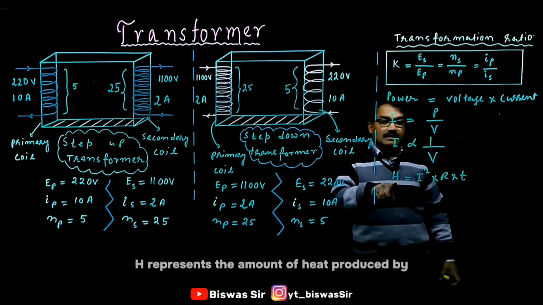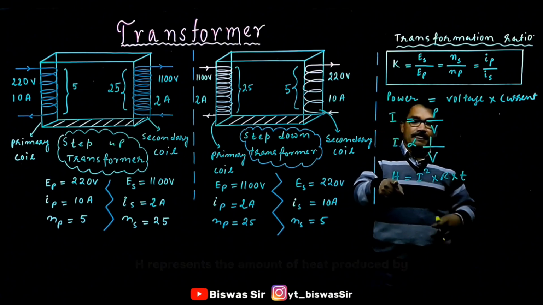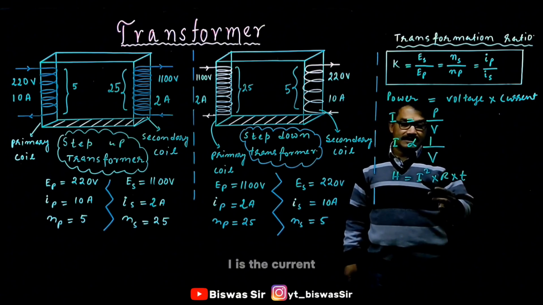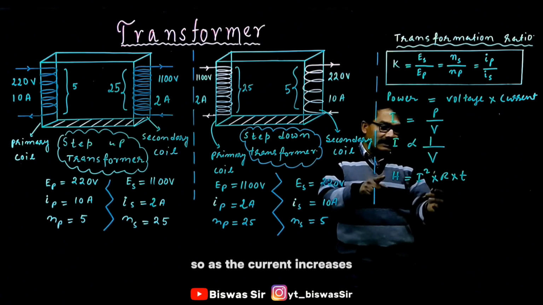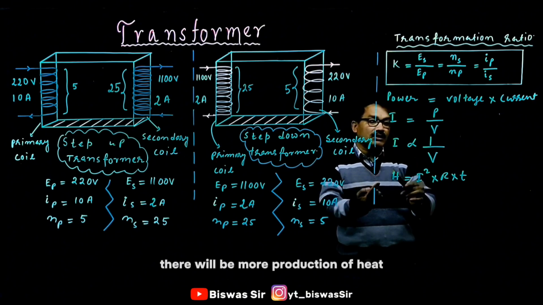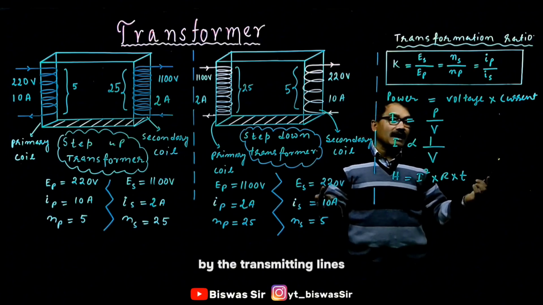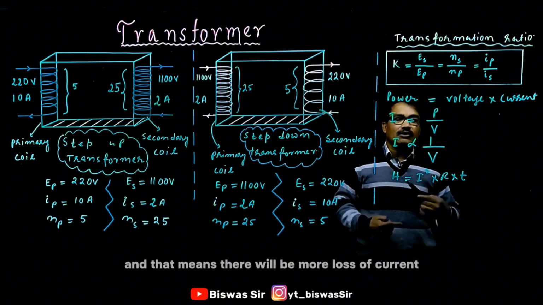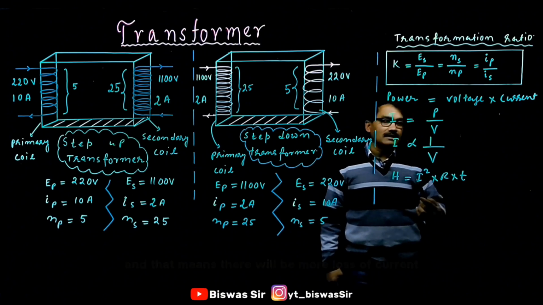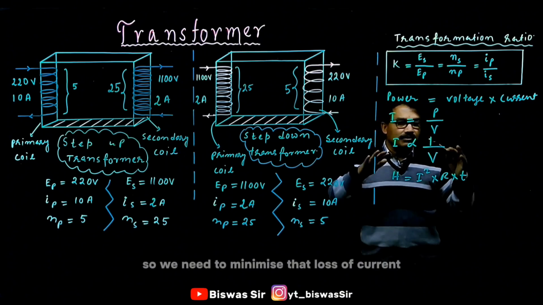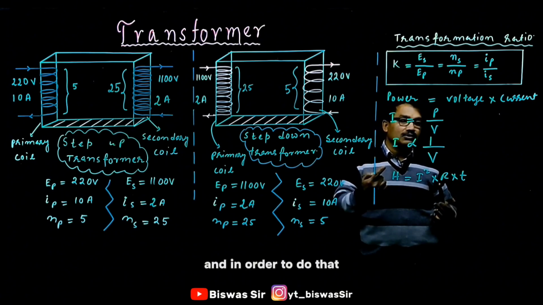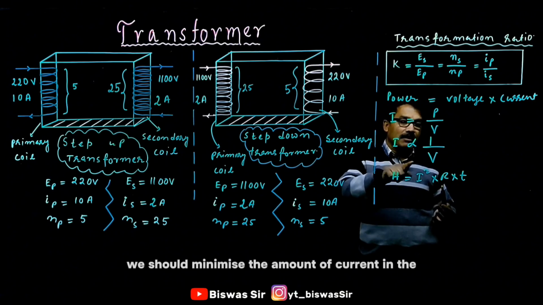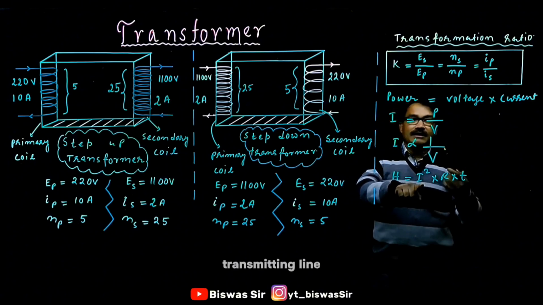H = I²RT, where H represents the amount of heat produced by the transmitting lines, I is the current, R is the resistance, and T is the time. So as the current increases, there will be more production of heat by the transmitting lines, and that means there will be more loss of current due to heating. So we need to minimize that loss, and in order to do that, we should minimize the amount of current in the transmitting line.